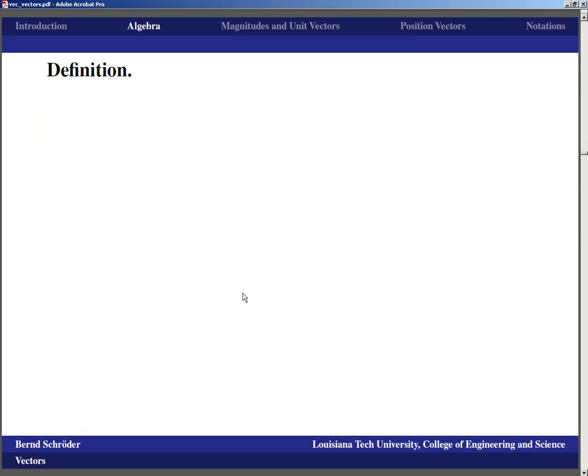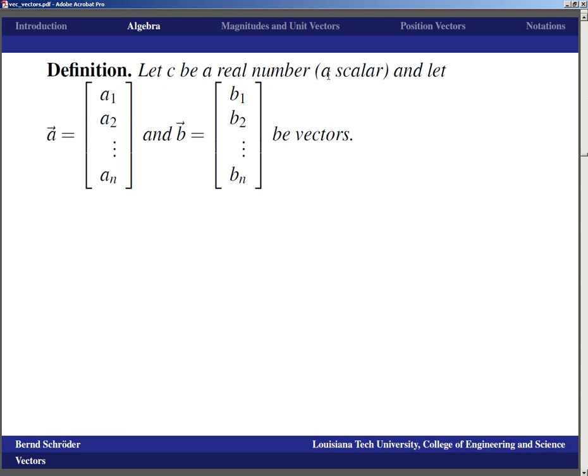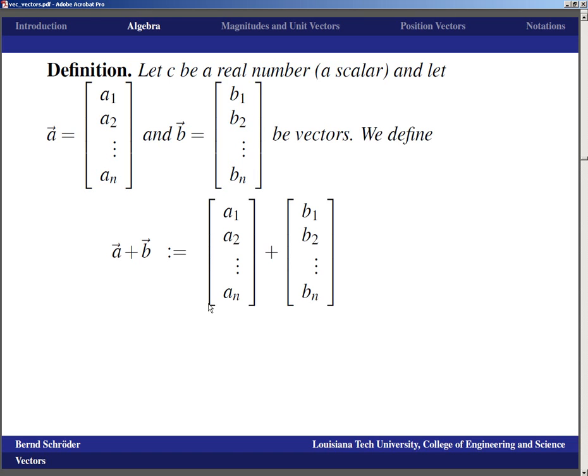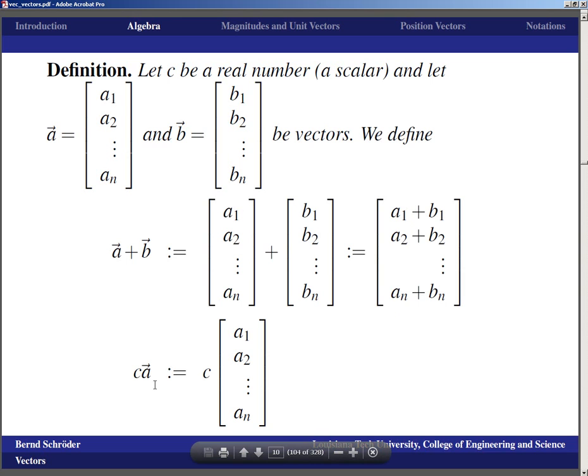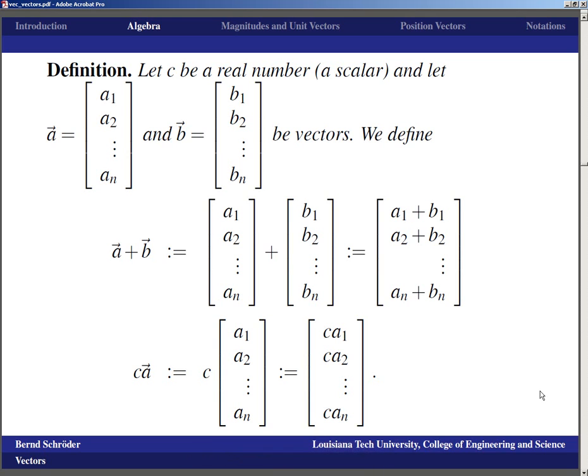Okay, so in terms of defining that, we let c be a real number, a scalar, and we let A and B be vectors with components a1 through an and b1 through bn. And we define A plus B to be (a1, ..., an) plus (b1, ..., bn), which is just a1 plus b1, a2 plus b2, through an plus bn. And c times A is c times (a1, a2, ..., an), which is just c·a1, c·a2, all the way through c·an. And those are very nice mathematical definitions.